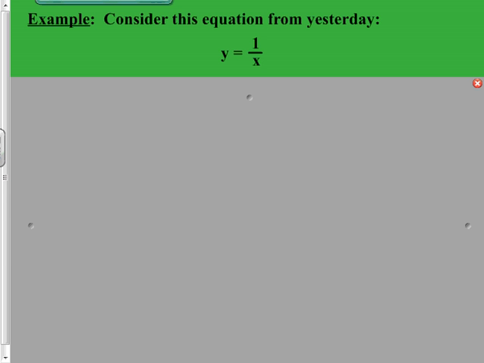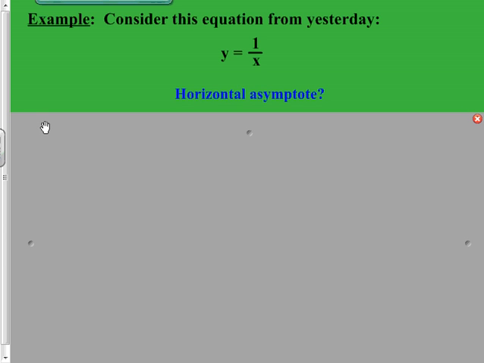Okay, now we looked at three equations yesterday, and we saw the graphs and could identify asymptotes by looking at the graphs. Now let's look at their equations. Okay, so we looked at the reciprocal of x yesterday. So let's ask ourselves now, does it have a horizontal asymptote?